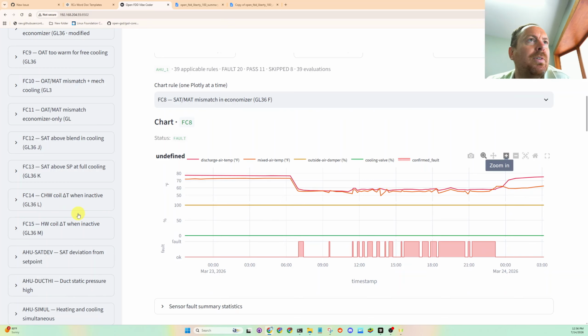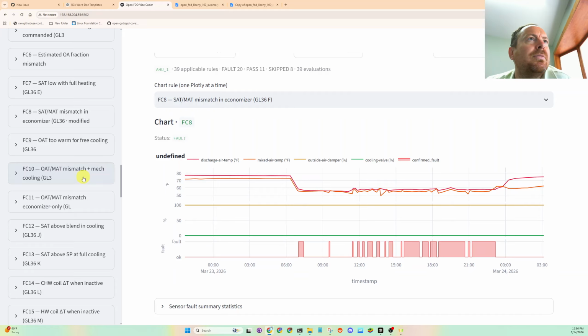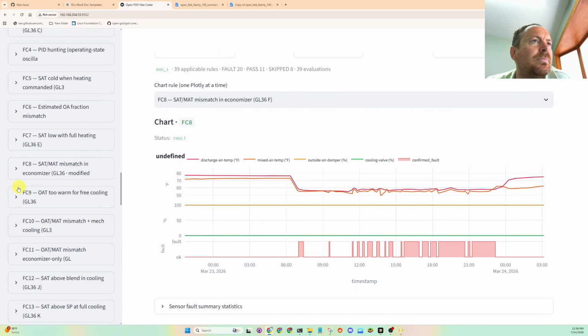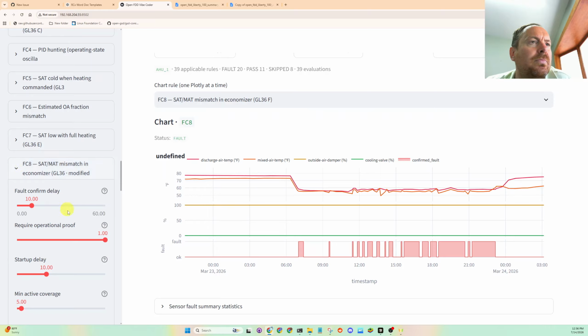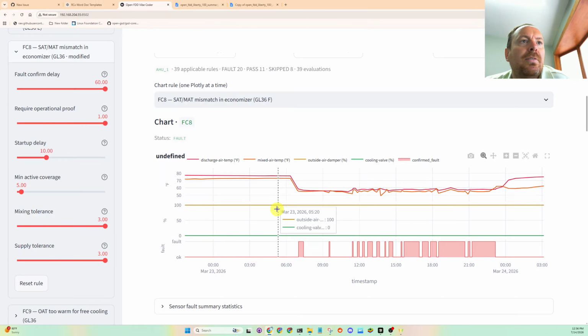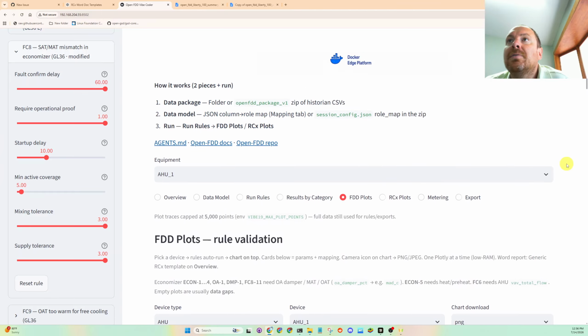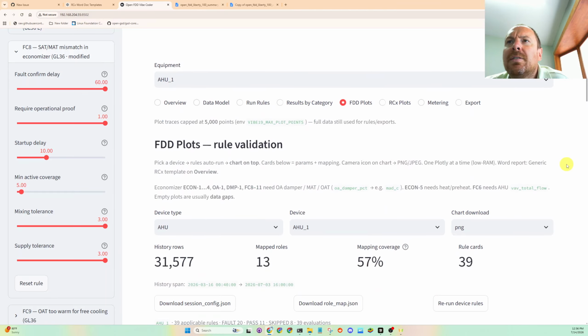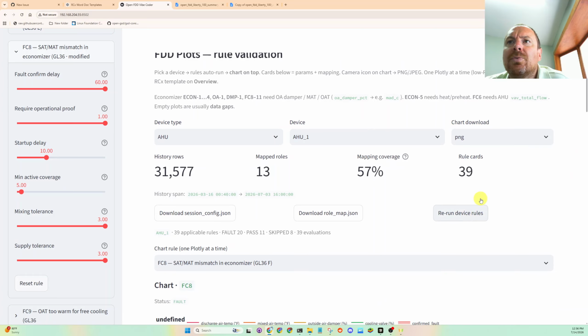Okay, so I bumped up tolerances there. Where'd it go? There's like a delay parameter, so I can even bump that up too. This is for a proof of concept that this changes. Bumped up our tolerance from 1.5 to 3 degrees Fahrenheit, and then rerun rules.